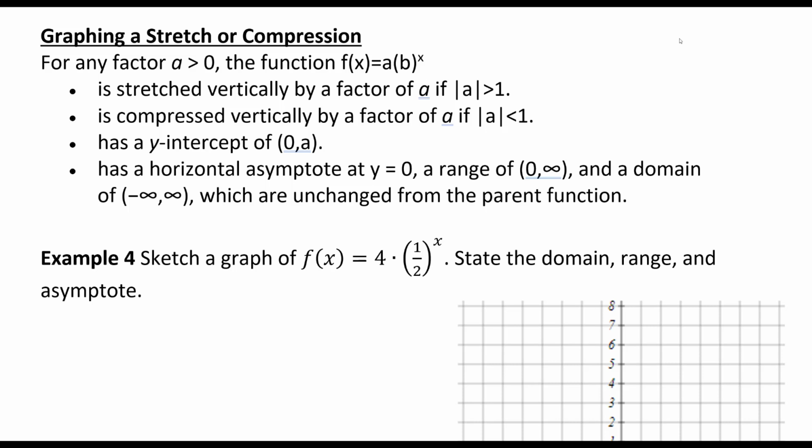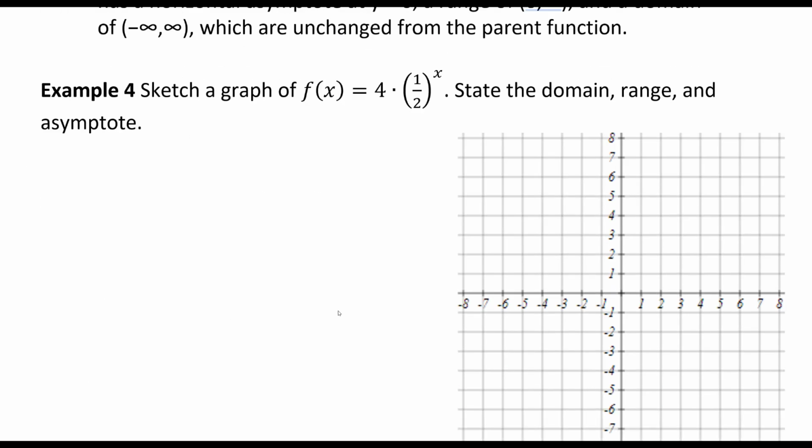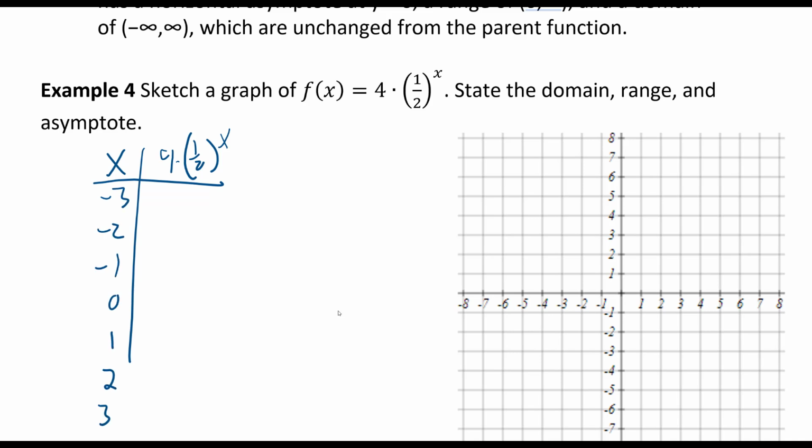That also assumes it's going to be stretched, not reflected, because we did say absolute value. So example 4 says we're going to look at graphing 4 times 1/2 to the x. So go ahead and get some values here. Make a little table, x and 4 times 1/2 to the x. So we'll go with -3, -2, -1, 0, 1, 2, and 3.